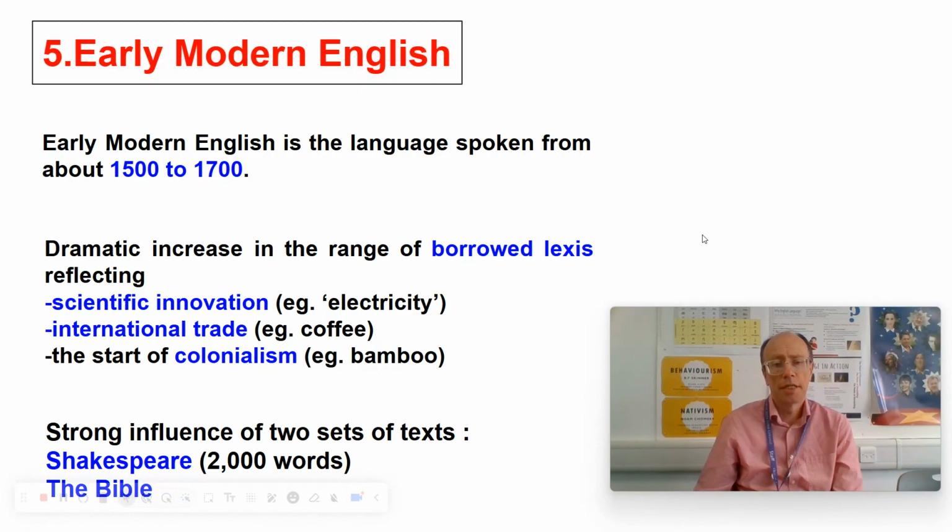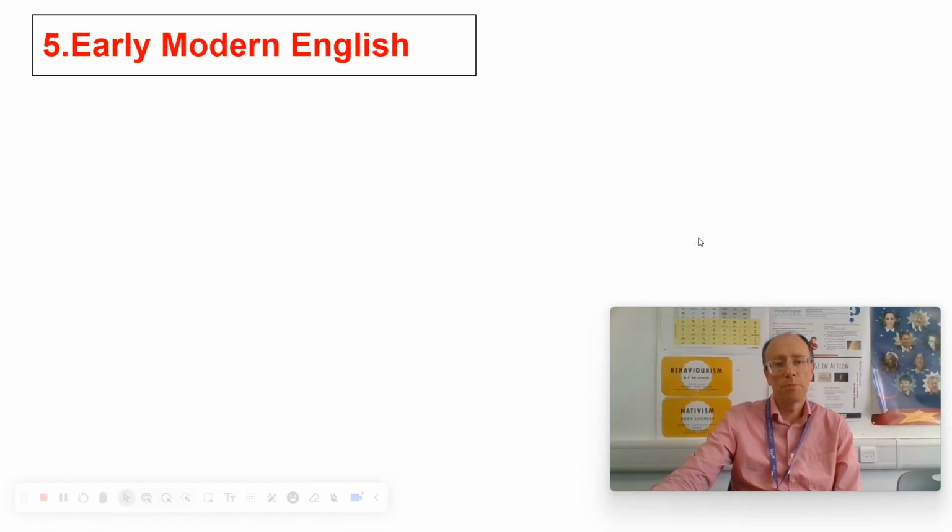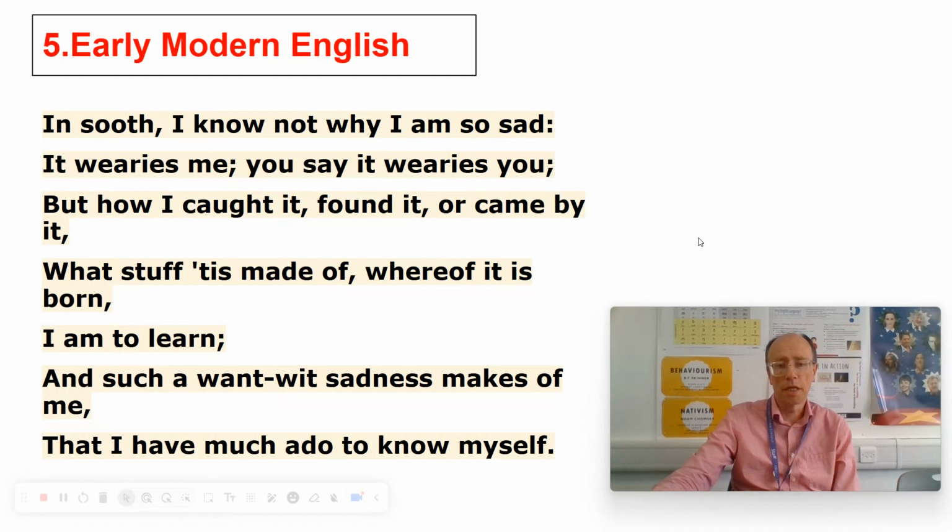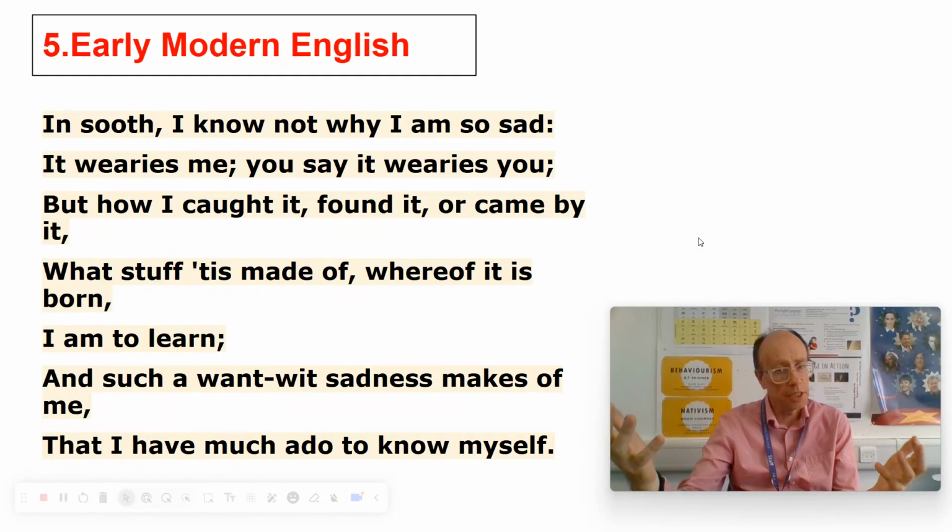And the other set of texts, which is very, very influential on English, of course, is the King James Bible, which is produced in 1611 and gives birth to all sorts of idiomatic proverbial expressions that we have today, like, for example, an eye for an eye, a tooth for a tooth. Okay, let's show you a little bit of early modern English. This is from a Shakespeare play, but the question is, this Shakespeare play, which one is it?